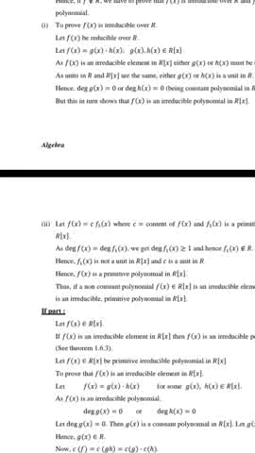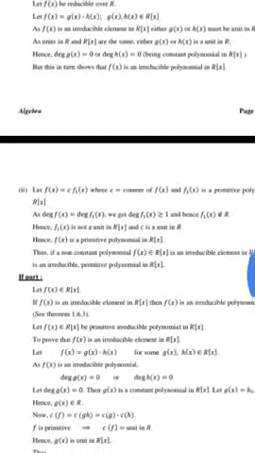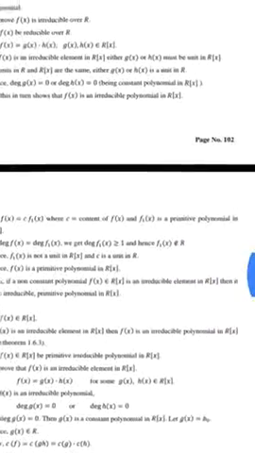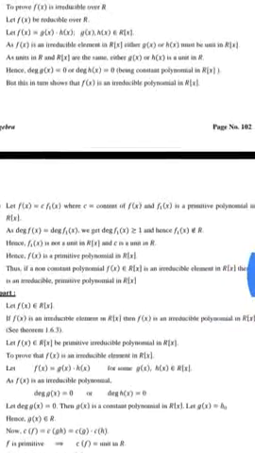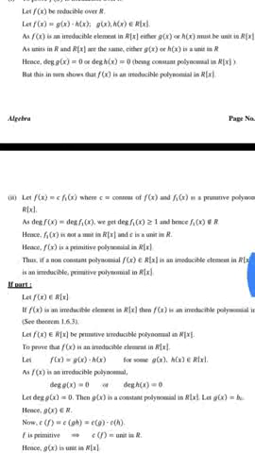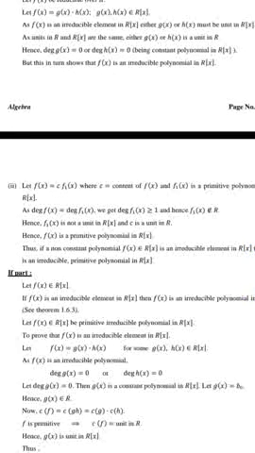Let f(x) be reducible over R. Let f(x) = g(x)h(x), where g(x), h(x) belong to R[x]. As f(x) is an irreducible polynomial element in R[x], either g(x) or h(x) must be a unit in R[x]. As units in R and R[x] are the same, either g(x) or h(x) is a unit in R. Hence, degree of g(x) is equal to 0 or degree of h(x) is equal to 0, which in turn shows that f(x) is an irreducible polynomial in R[x].